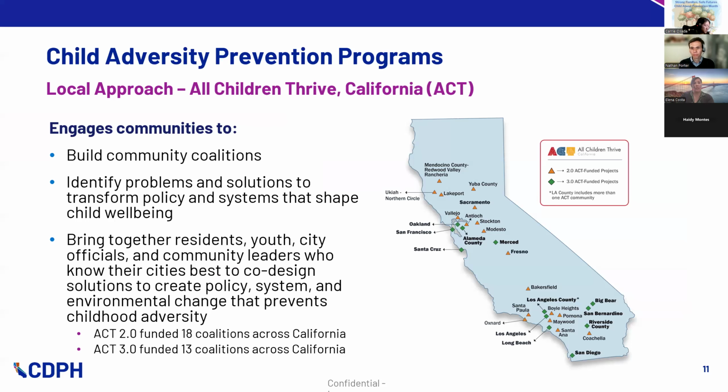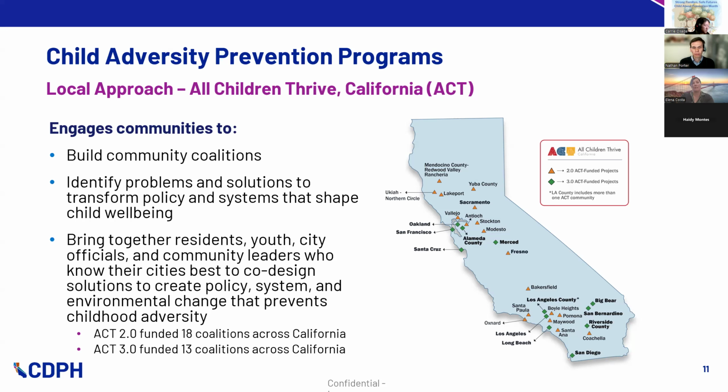So first I'll talk about the local approaches that are being undertaken through All Children Thrive California. This is an initiative that's statewide. In the map on the right-hand side, you can see everywhere where there is a funded project. This work is really engaging community members to participate in community coalitions to identify the problem and solutions to childhood adversity. And the goal is to transform policies and systems that will improve child well-being.